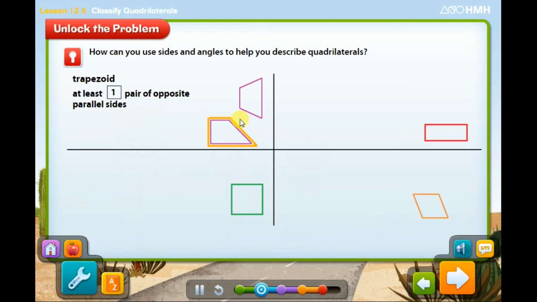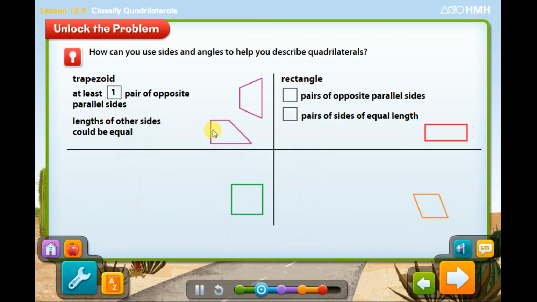Do you understand the trapezoid now? So the trapezoid has one pair of parallel sides, but the question is, does it have any equal sides? This side and this side are not equal, and this side and this side are not equal. So it's not a condition. Maybe in some cases it has equal sides, but not in all cases.